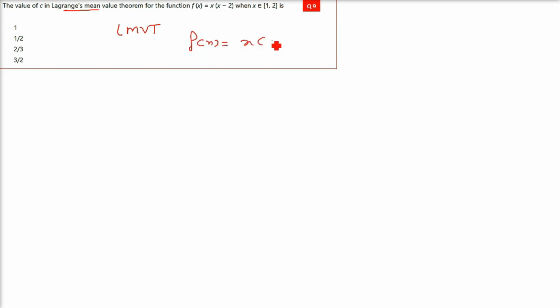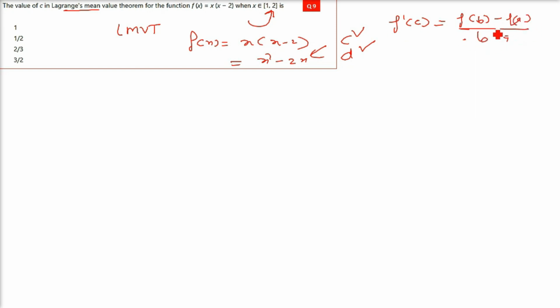So f(x) is x(x-2). You can always write it as x square minus 2x. And you can just differentiate it and equate it with (f(b) minus f(a)) by (b minus a). This is continuous, this is differentiable, this is a polynomial and we don't have to worry about this. So f'(c) is (f(b) minus f(a)) by (b minus a). Remember a is 1, b is 2. We'll use that and we'll equate it with f'(c).